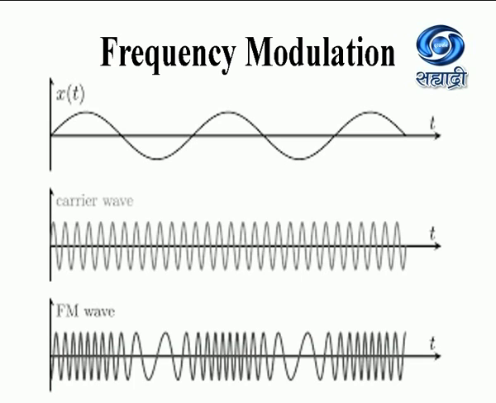So this is the waveform of frequency modulation, where the first diagram is the modulating signal, that is the low frequency signal. The second one is the carrier wave frequency, that is the high frequency. And the third is the output of frequency modulation, where according to the modulating signal, the carrier frequency will change.